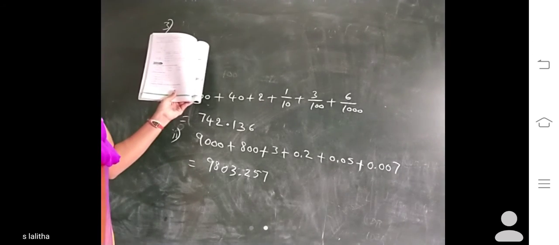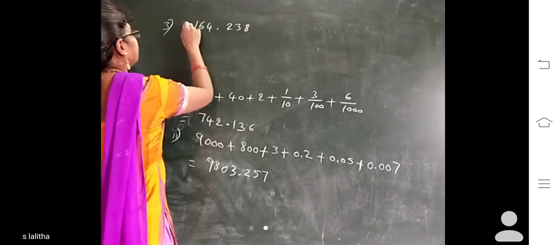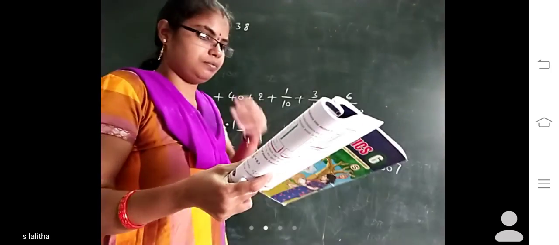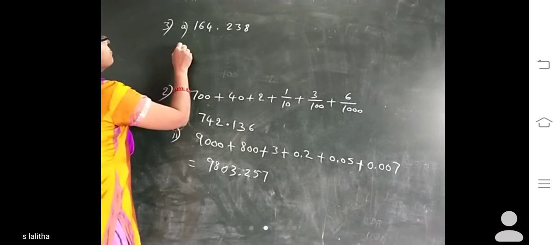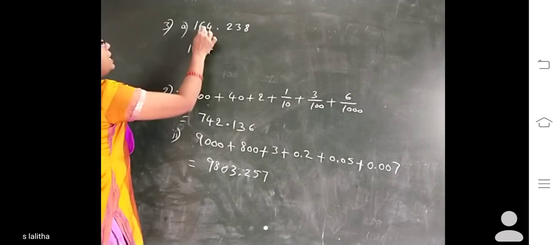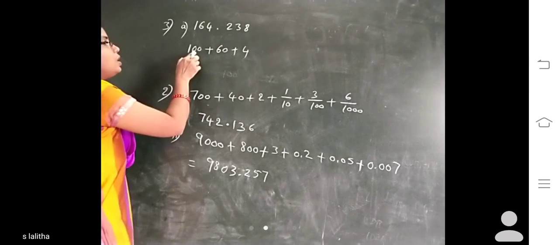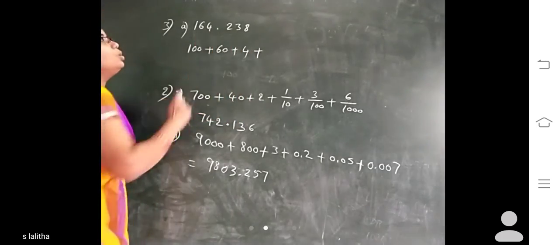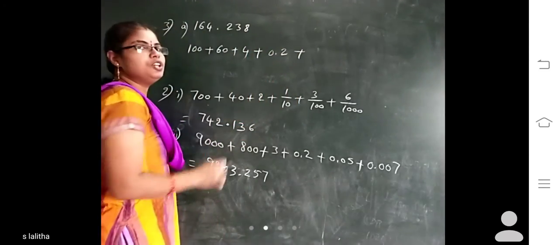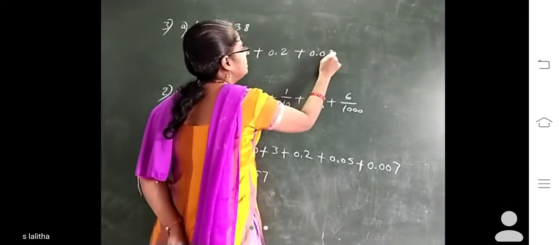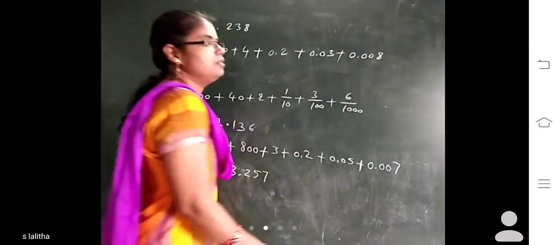Expand the number in decimal and fractional forms. 164.238 is given. You have to convert it into decimal and fractional form. How to write? So 100 plus 60 plus 4. 1 is in the 100's place, 6 is in the 10's place, 4 is in the 1's place. So 100 plus 60 plus 4 plus 2. 2 is in which place? 10th place. So you have to write 0.2 plus 3. 3 is in which place? 100th place. So 0.03. Next, 8 is in which place? 1000th place. So 0.008. Okay, ma'am. This is the decimal form.